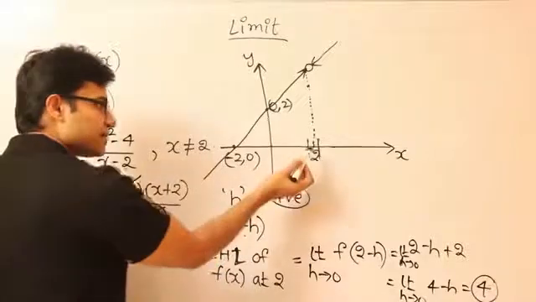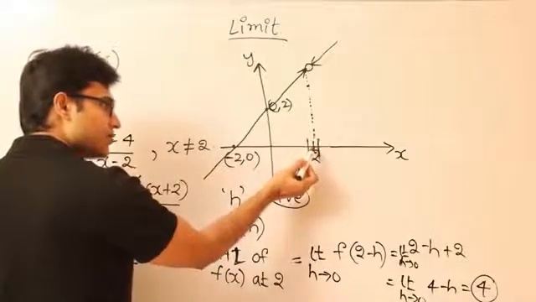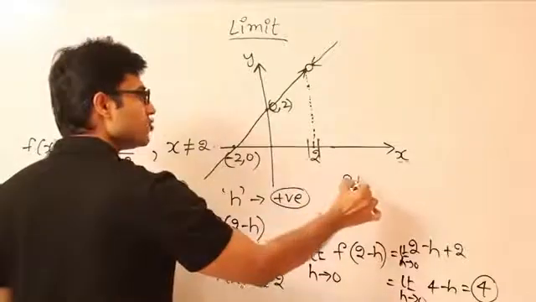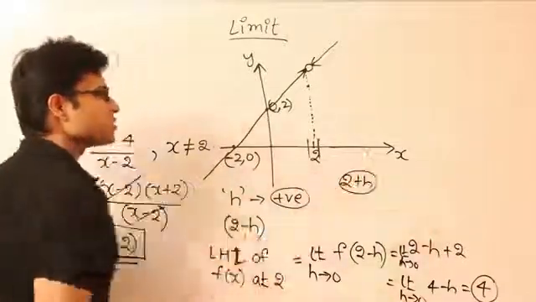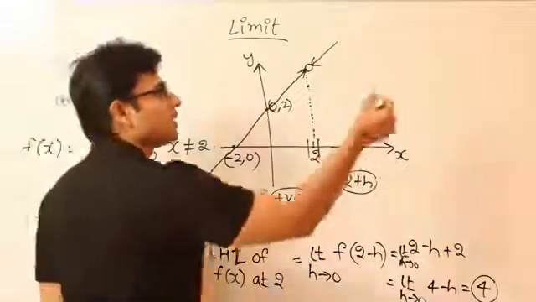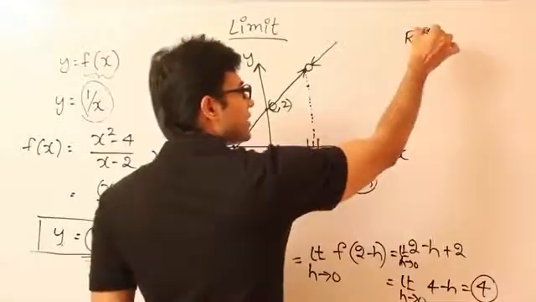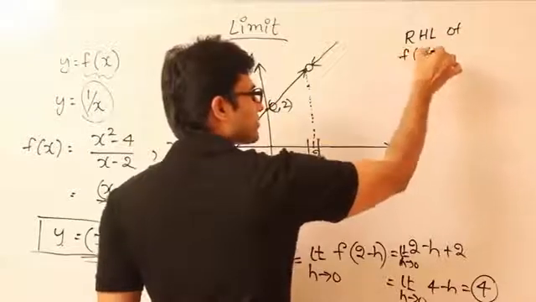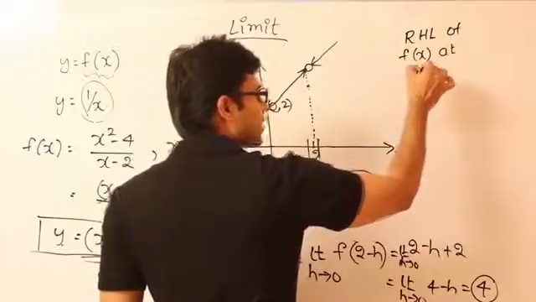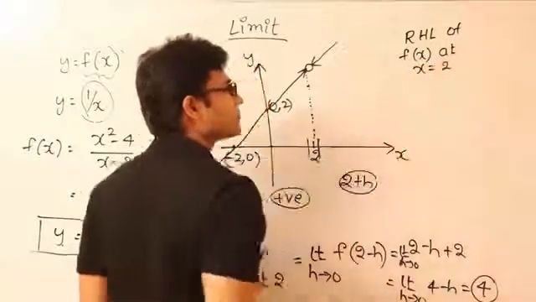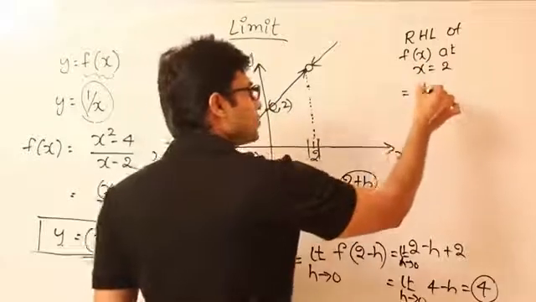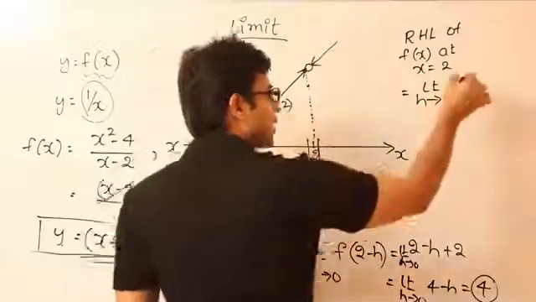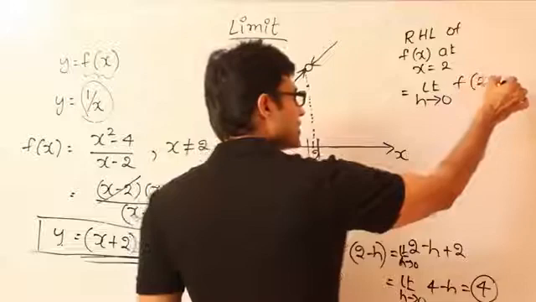So I want to test the value of this function at a value which is to the right of 2 and very close to 2. Now what is that value? Obviously 2 plus h, where h is a very small positive number, right? Therefore let's discuss the right hand limit of f of x at x equal to 2, right? So that equals limit h tends to 0 of f of 2 plus h.